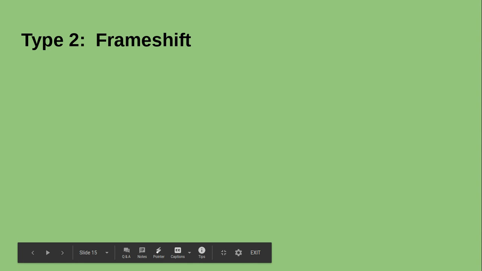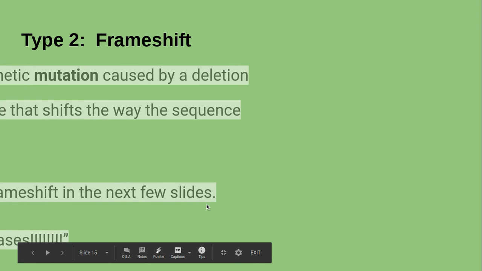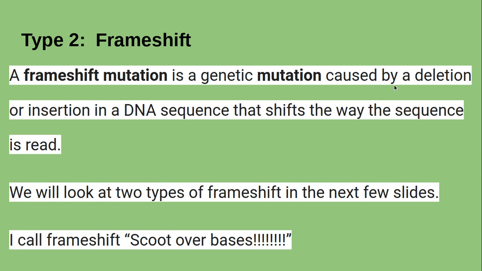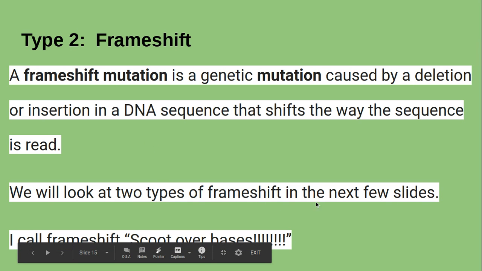Now you have the other type, which is called a frame shift. This kind of shifts the whole DNA when this happens. So a frame shift mutation is a genetic mutation caused by either a deletion or an insertion of DNA. So you got extras or you're missing some now. It wasn't just a swap. So it shifts the way the sequence is read. And we're going to see a picture which helps explain this. We will look at two types of frame shifts in the next few slides. I call the frame shift scoot over bases. I'm going to pause.